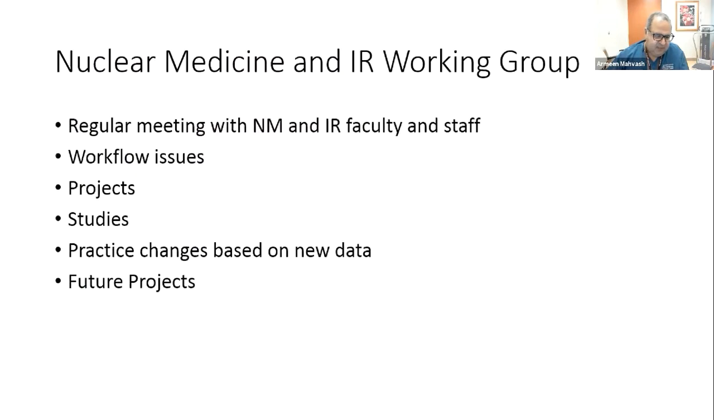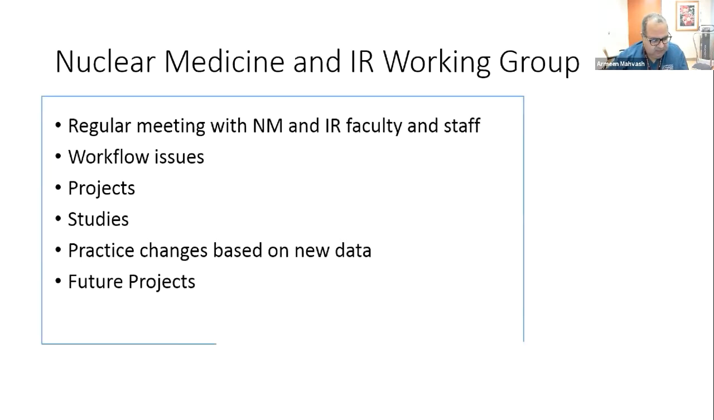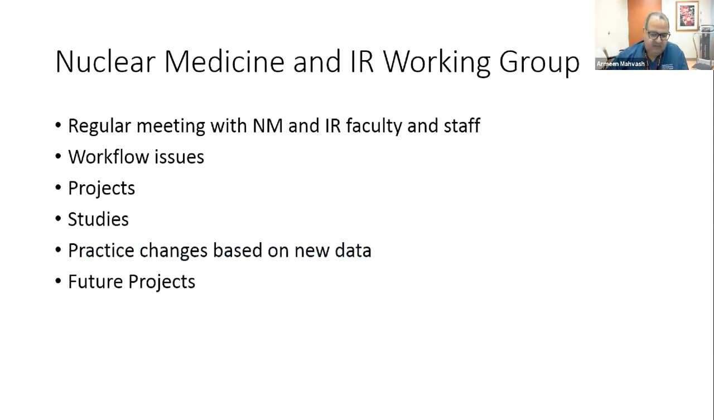And so what we did is we created a regular meeting with nuclear medicine, IR faculty and staff to look through workflow issues, looking at projects we can do together, looking at studies that were coming up or studies that we're doing, and any practice changes we want to make based on our new data, and looking at future projects. So clearly collaborating with the nuke med department has helped the workflow because our volume has increased. We're probably up from originally 15 to 75. Now we're at about 125 cases or more a year.